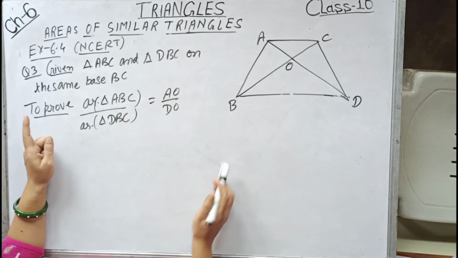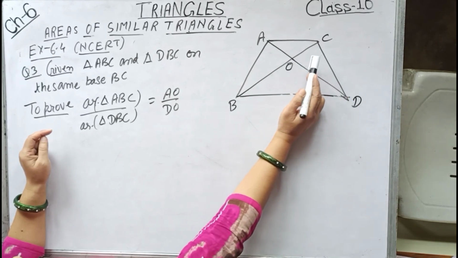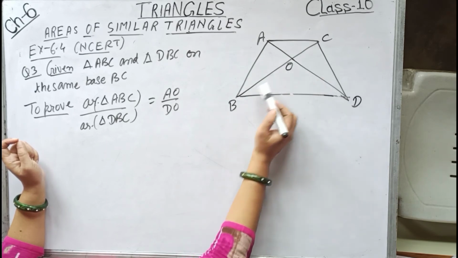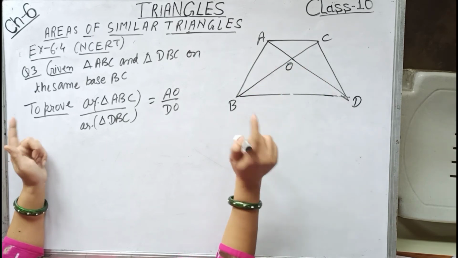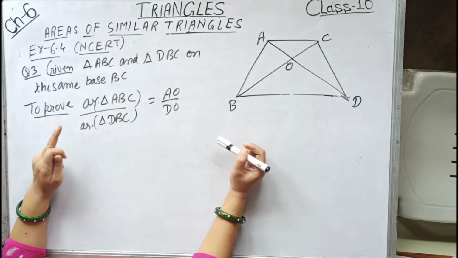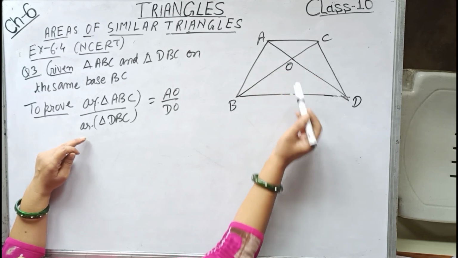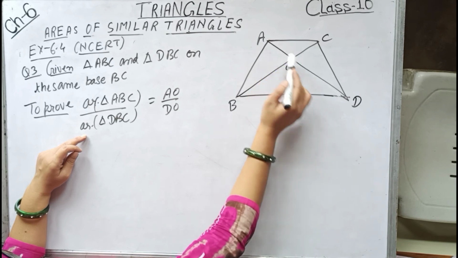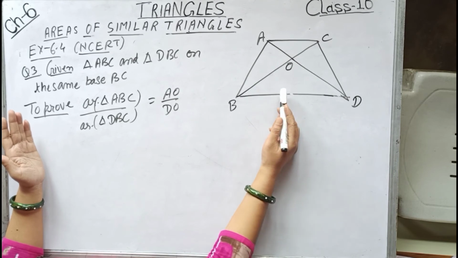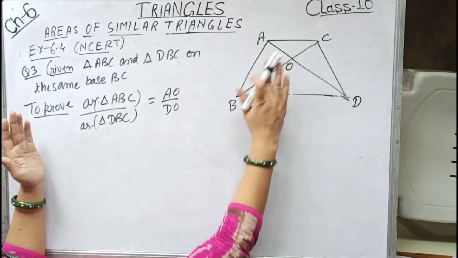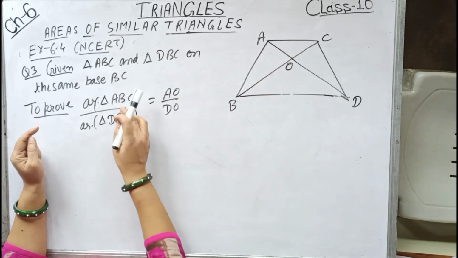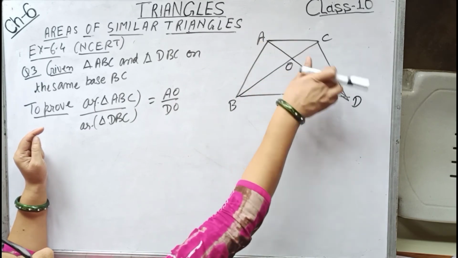In question number 3 also, a quadrilateral ABCD is given, in which it is said that triangle ABC and triangle DBC are on the same base BC. Here children, the naming is given in the question, so we cannot change the naming. We have to prove that area ABC by area DBC equals AO by DO. Over here no parallel line is given and it is not given that it is a trapezium. If it were, then we could have used the parallel line concept.